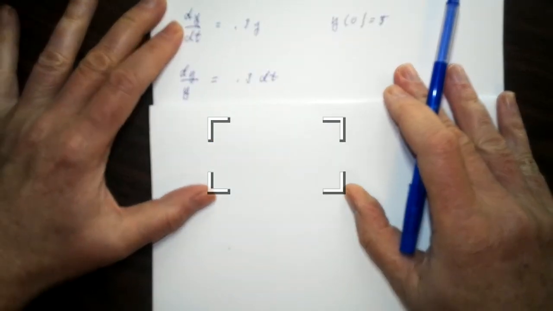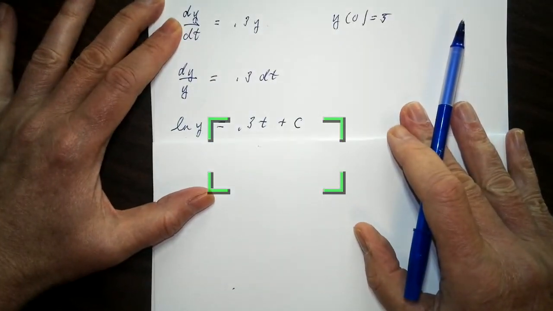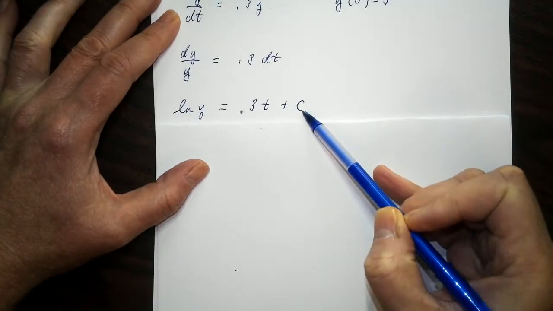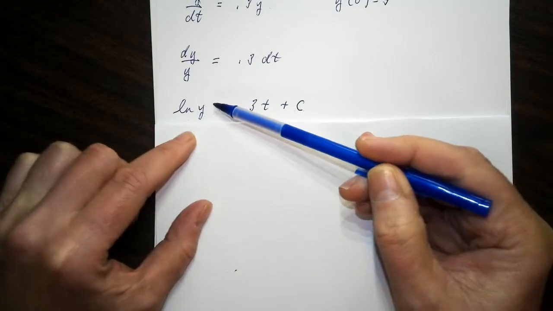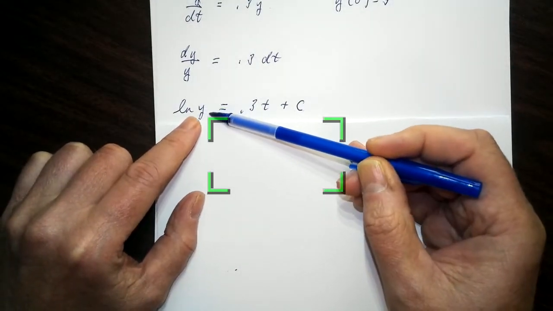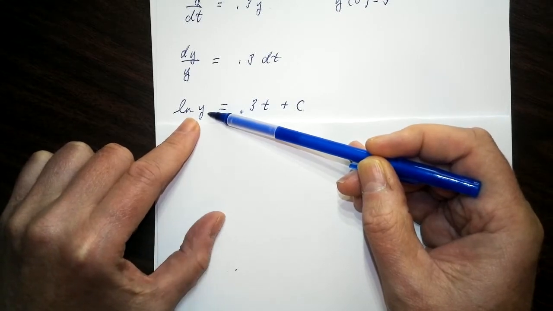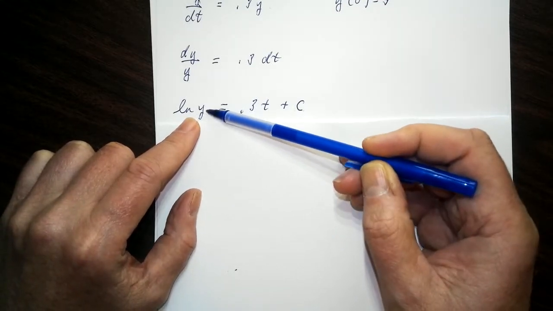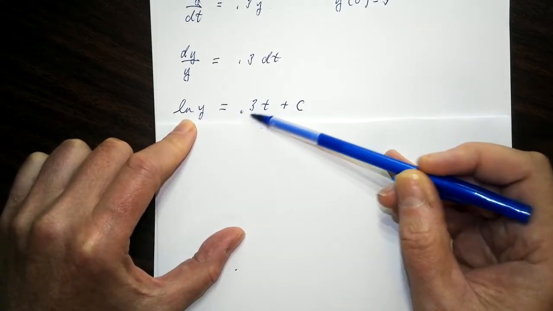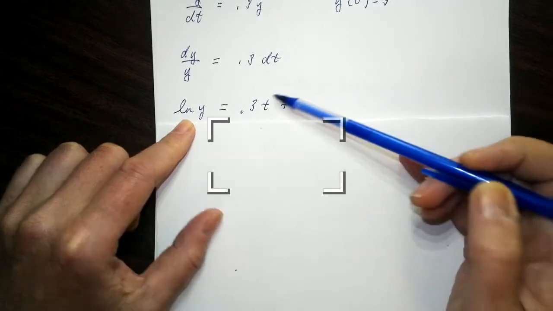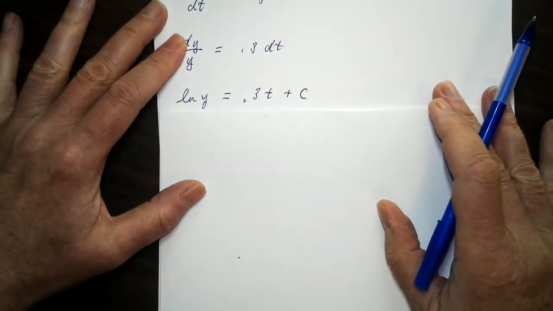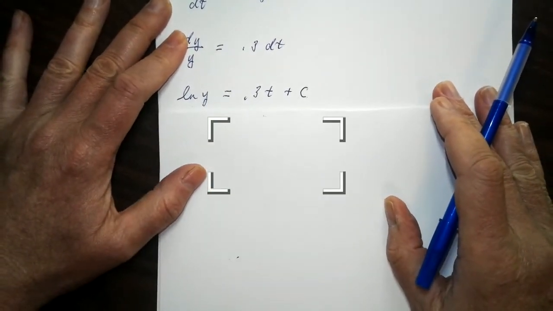Let's integrate each side. So the right side will be 0.3t plus an arbitrary constant, and the left side is going to be the natural log of really the absolute value of y, but we can write this as the natural log of y, and you'll see how that works out in just a moment. So don't really worry yourself with the absolute value here. So we have the natural log of y equals 0.3t plus a constant. Now again, there's an arbitrary constant on each side, but we just clump them into one constant.